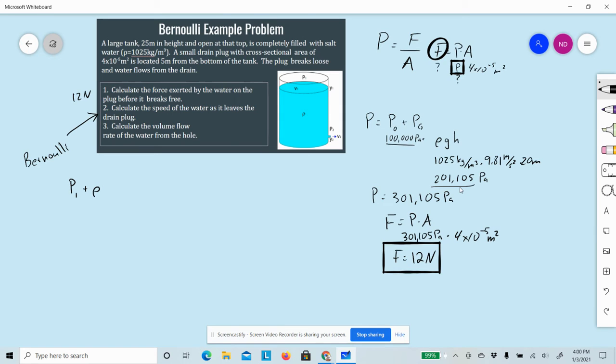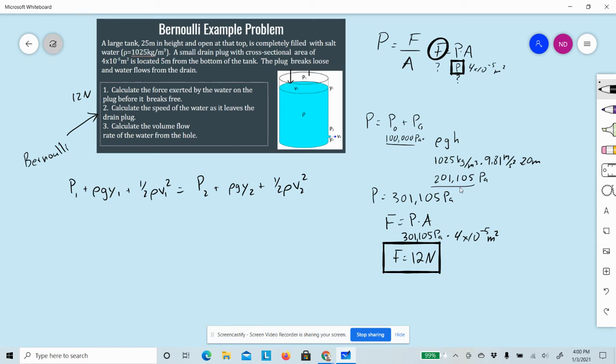P1 plus rho g y1 plus 1/2 rho v1 squared equals P2 plus rho g y2 plus 1/2 rho v2 squared. Long equation. Just got to memorize it. Well, you don't have to memorize it. Look up the reference tables, but you write it out the whole time.